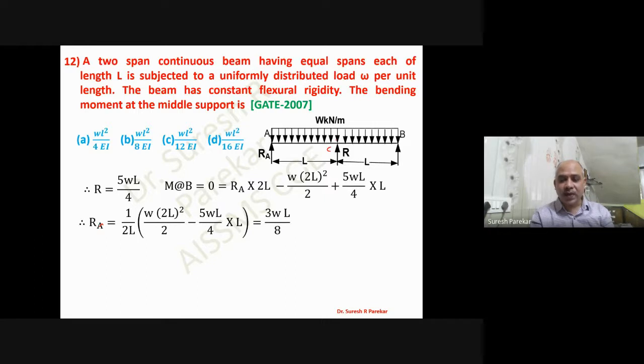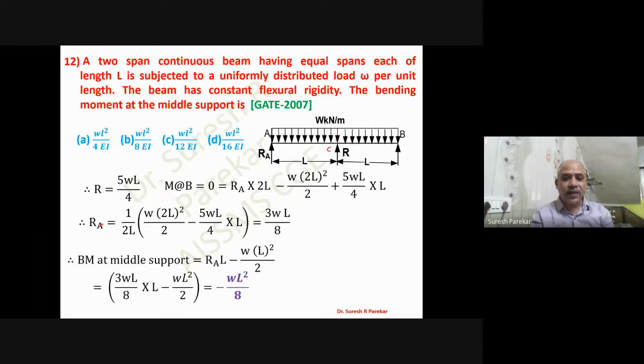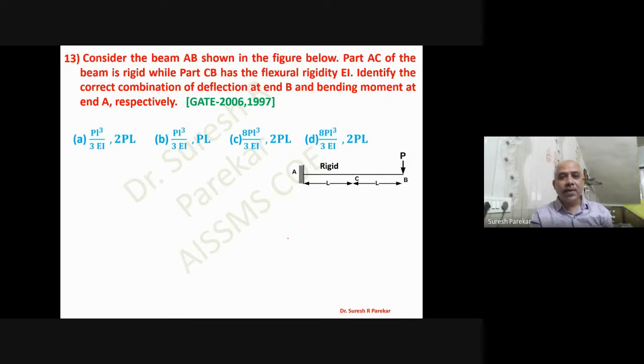So we are interested to find out the moment at C. Then we have bending moment at C equal to RA into L. RA now we have as 3WL by 8. And from this we will get the bending moment at C. So I can say this will be MC, and it will be WL square by 8. These are the calculations. Only for RA we have put 3WL by 8. So the answer is B.